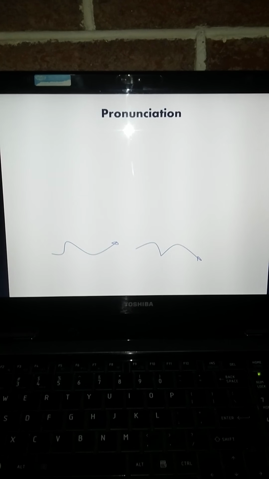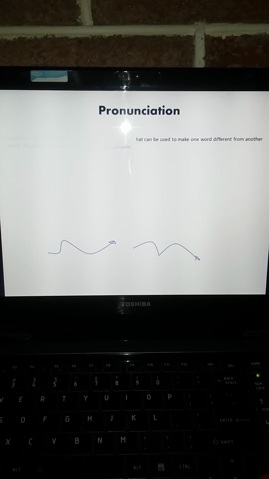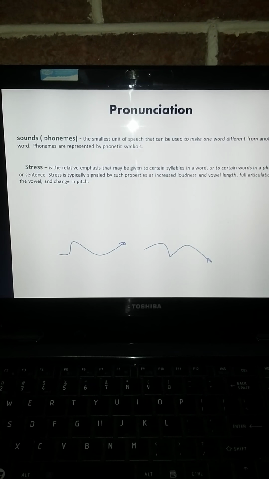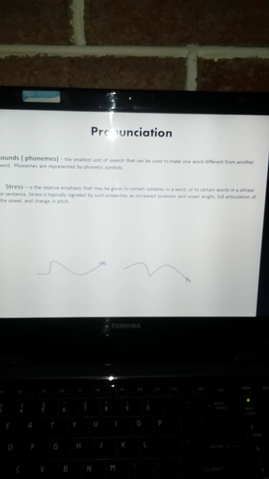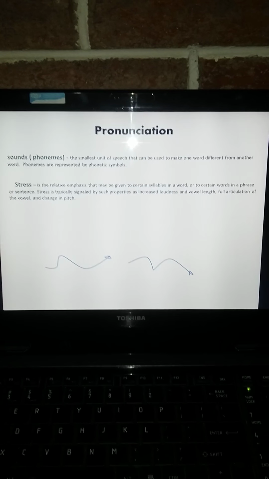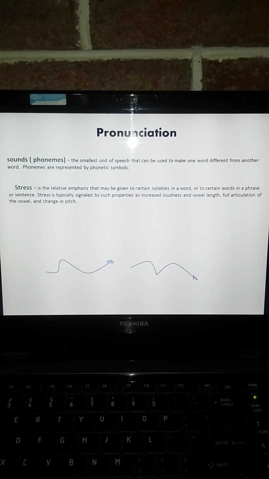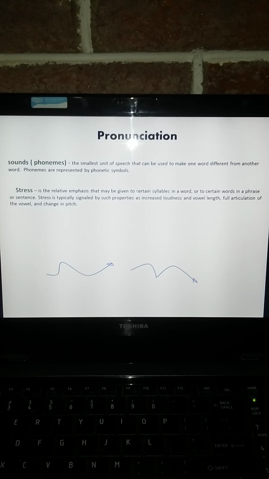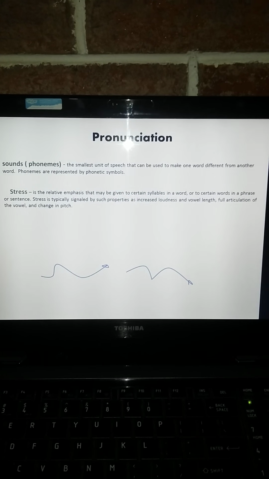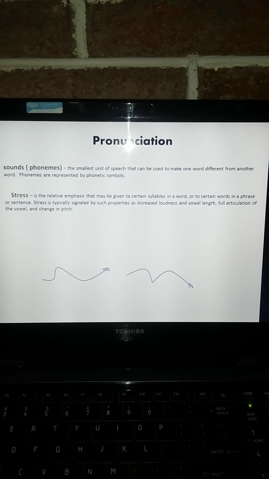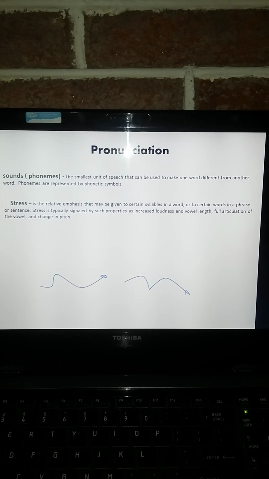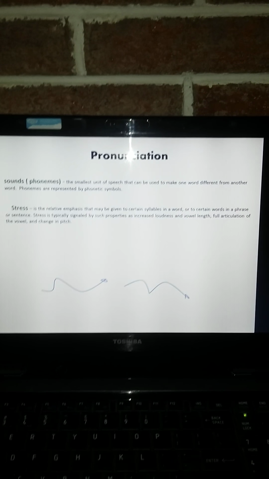We're gonna continue with pronunciation. Okay, for pronunciation, we have the first one. It's sound or phoneme. That's the smallest unit of speech that can be used to make one word different from another. Phonemes are represented by phonetic symbols. And we have a chart that will show us that later in a short video.